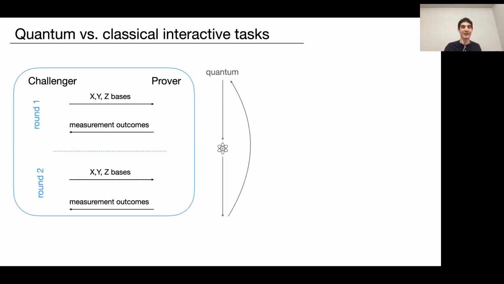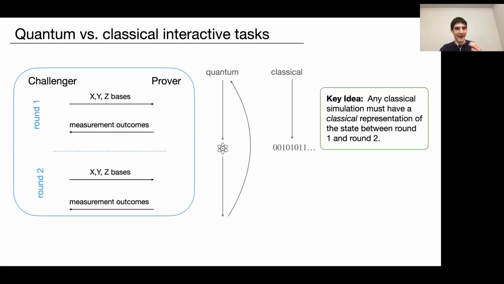Now contrast this with a classical device. If I had a classical simulation of what this protocol was doing, then after the first round, we asked the classical device to report some measurement outcomes consistent with what the quantum device would do. But now the classical device actually has a classical description of what the state should be between rounds 1 and 2. This is really the key idea of this work in some sense: any classical simulation that you have must have a classical representation of the state between those rounds 1 and 2.